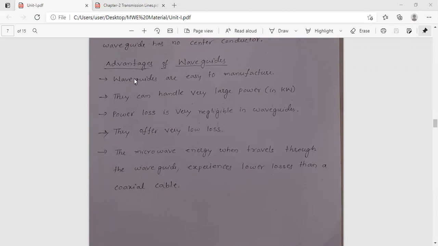And it has been found that designing a waveguide is very simple. The manufacturing process has been easier for designing the waveguide. That is the first advantage. The second case: as the wave is totally confined within the waveguide, there is no possibility of it escaping into the atmosphere, so it is able to handle a large amount of power, that is, in terms of kilowatts. So that is a great advantage.